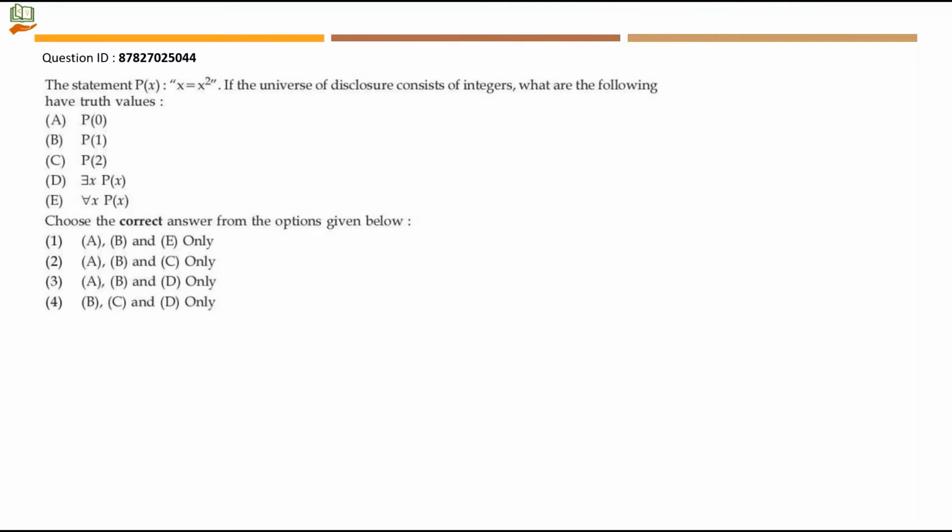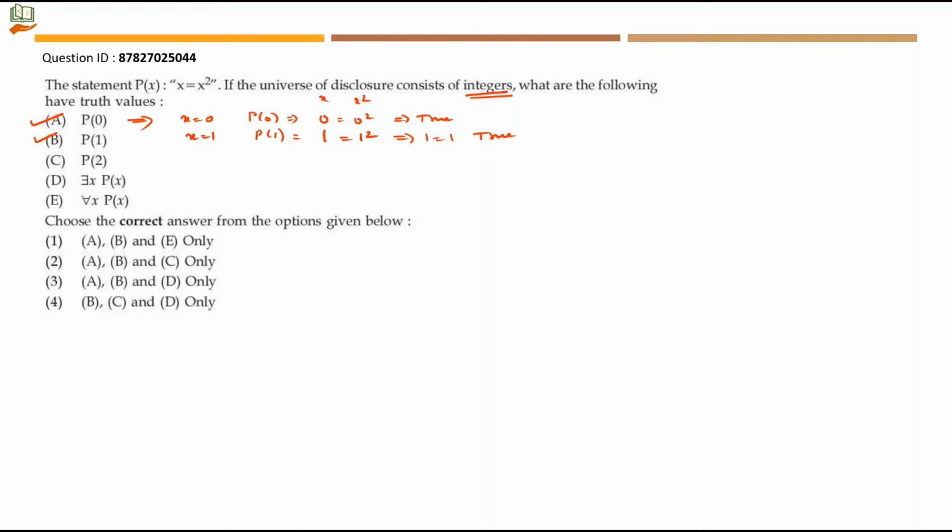The statement P of x is equal to x square. If the universe of discourse consists of integers, which of the following will have truth values? So let's take P of 0. So here instead of x they have given 0, which means P of 0 states that 0 is equal to 0 square. So 0 is equal to 0. This is true. A has truth value. Then we will go for x is equal to 1, P of 1, which is 1 is equal to 1 square. So this is x and this is x square, which says that 1 is equal to 1 and it is again true.